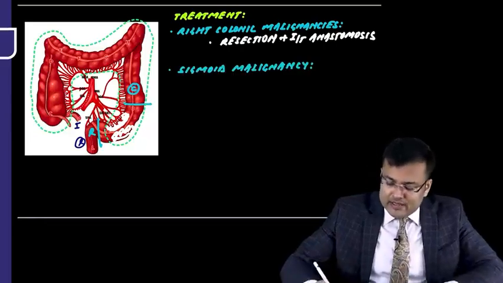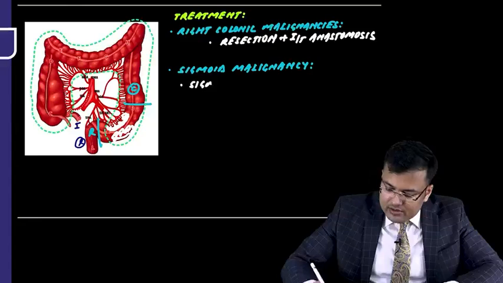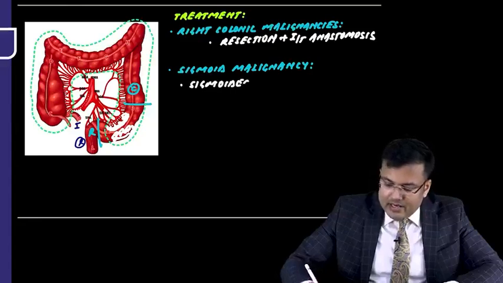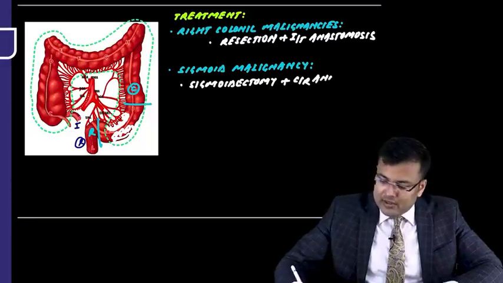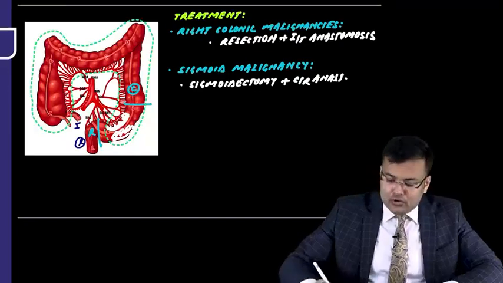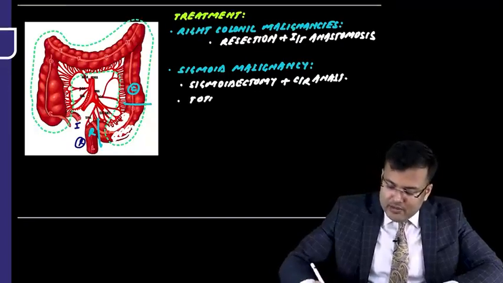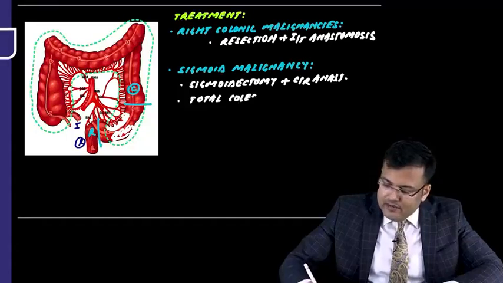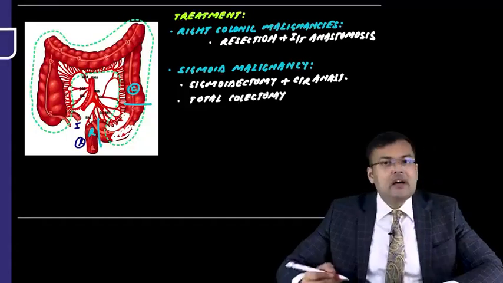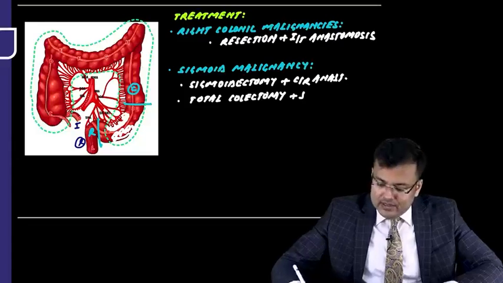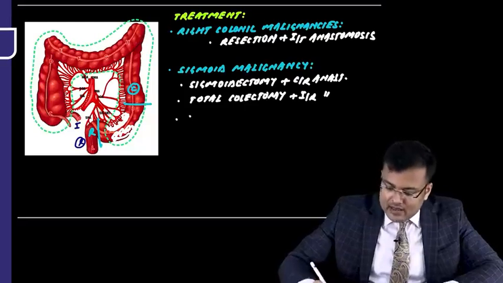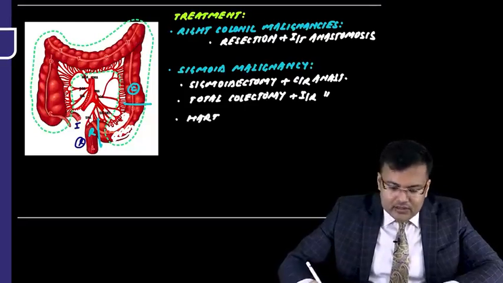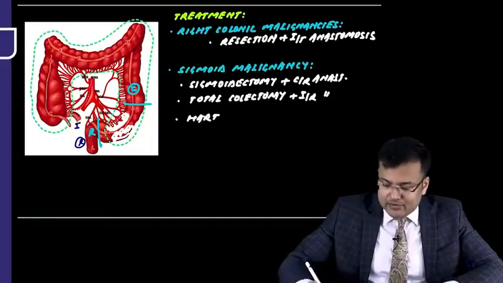So for sigmoid malignancies, first option, we can go for what? Sigmoidectomy. And after sigmoidectomy, colorectal anastomosis. Second option, we can go for total colectomy. And if we perform total colectomy, what kind of anastomosis is done? Ileorectal. So plus ileorectal anastomosis. And the third option which we have is Hartmann's procedure.